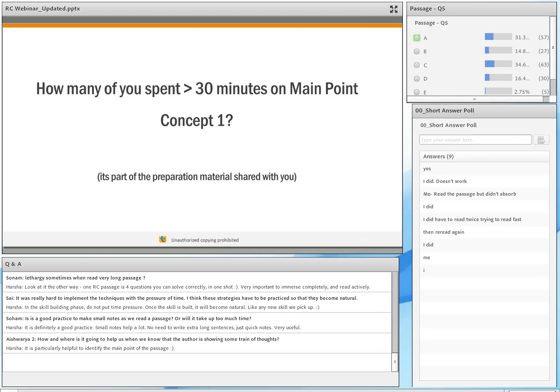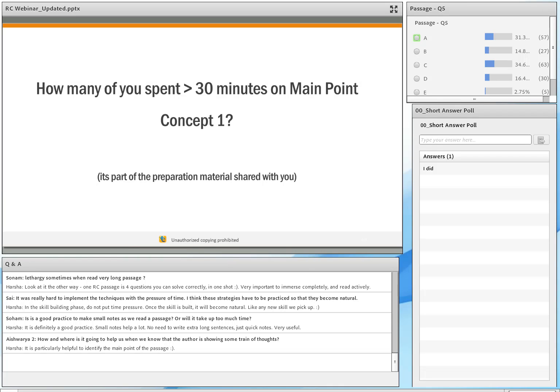But the key thing is, if you want to get to that 90th percentile, you've got to learn how to do this, which means initially when you're reading a passage and solving questions, you have to spend time on this. And I want to ask you, how many of you have actually spent 30 minutes on the main point concept? How many of you have done that?